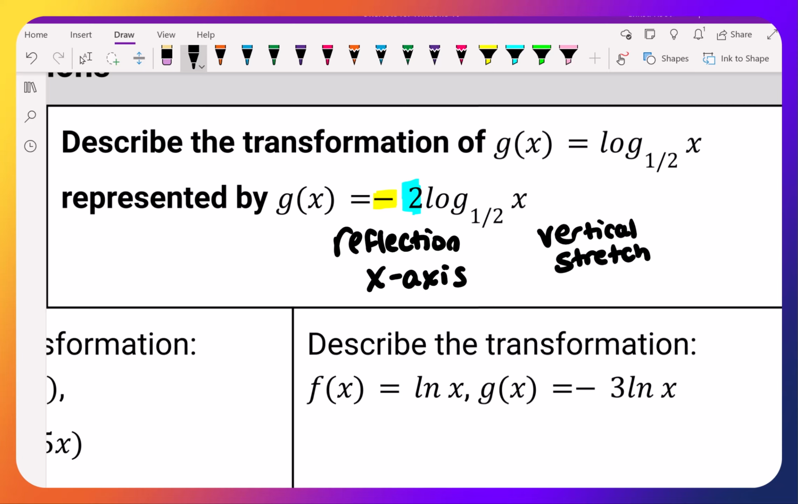So if you're multiplying the function by something greater than 1, it's going to make your y values bigger, which pulls it away or stretches it away from the x-axis. And you're going to put a factor of 2. So anytime you have a vertical stretch or shrink, make sure that you do the factor of whatever it is.